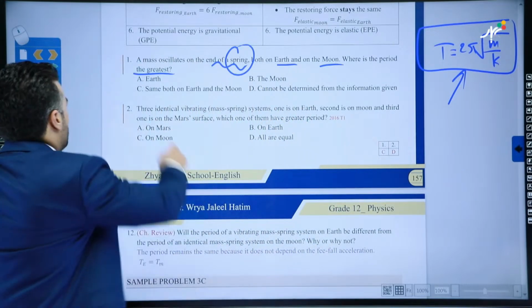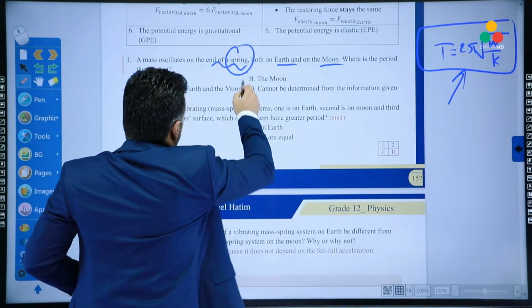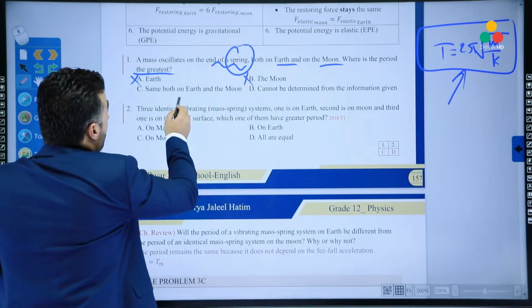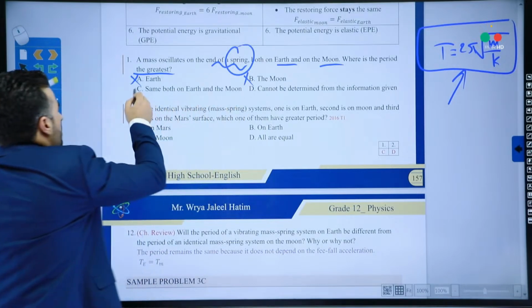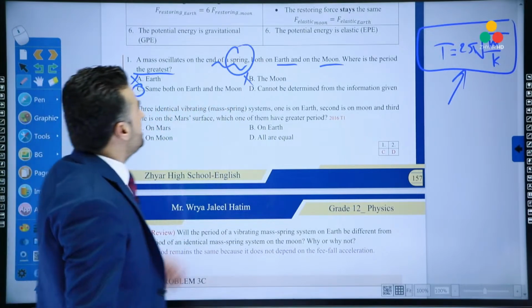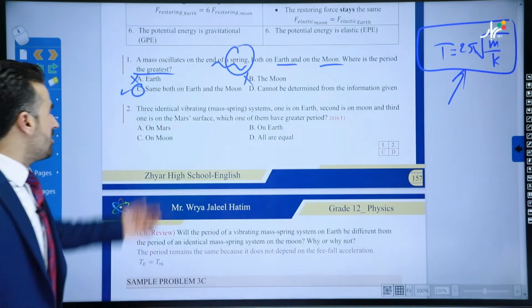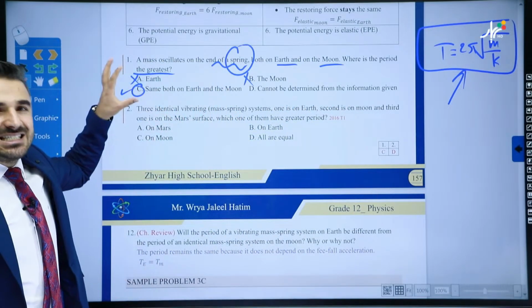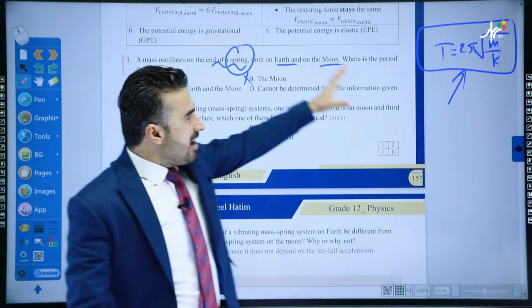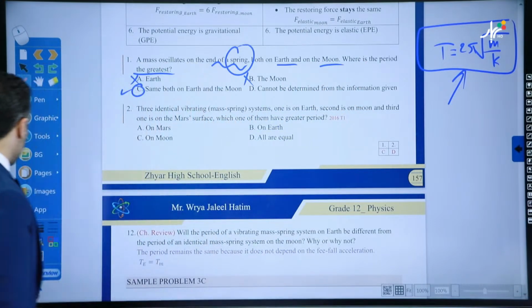It says on the Earth is the greatest, that is incorrect. On the moon, that is incorrect. The same for both on Earth and on the moon, that is the correct one. What about D? It says cannot be determined from the information, that is also incorrect. So the correct answer will be C here, because there is no gravitational acceleration in the equation.